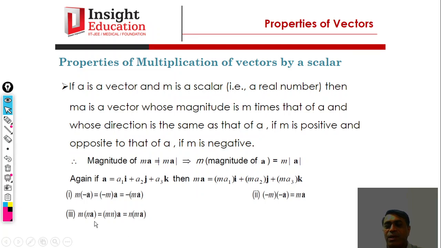m(na), or you can write mn into a, or n into ma, all are same. (m plus n)a is ma plus na. And m(a plus b): first multiply a, then multiply b, so ma plus mb.